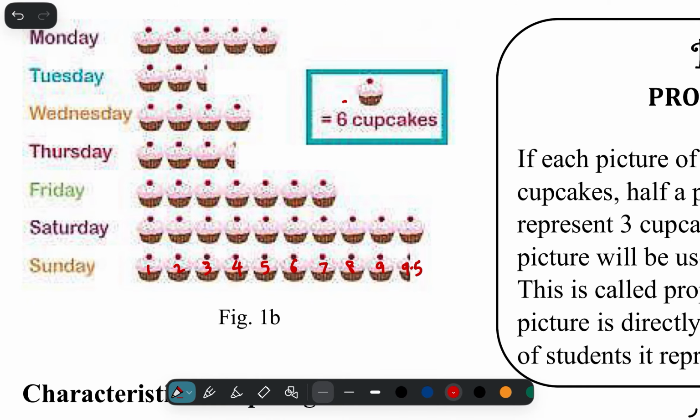Since each cupcake represents 6 cupcakes, over here I will have how many cupcakes? I will take 9.5 times 6, and this will give me 57 cupcakes. This is the number sold on Sunday. And on Wednesday, I have 1, 2, 3, 4. So Wednesday, I have a total of 4 times 6, which is 24 cupcakes.